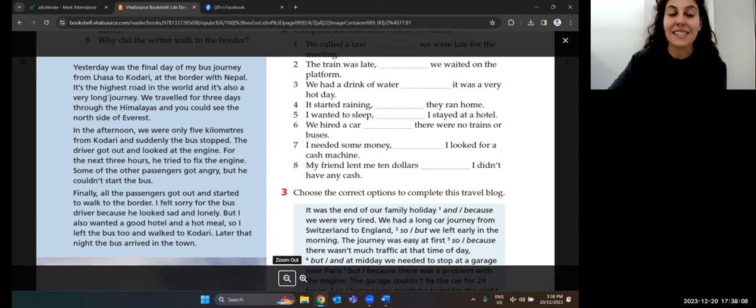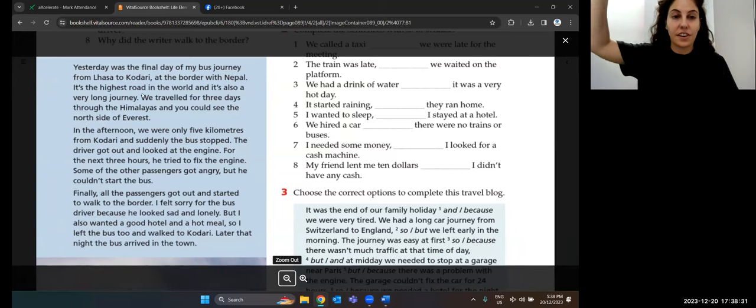I can see that there's another adjective with the EST. Do you remember which one that is called? Is that the comparative or the superlative? The EST. So I've got the adjective high, but it has the EST ending. Is that comparative or superlative? It's a superlative. So it's saying that it's the highest road.